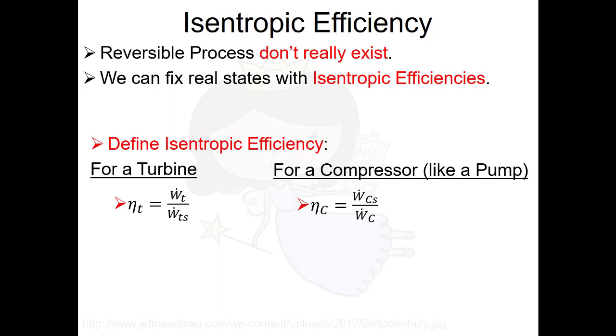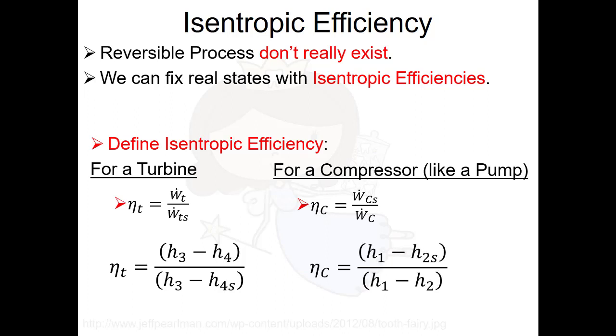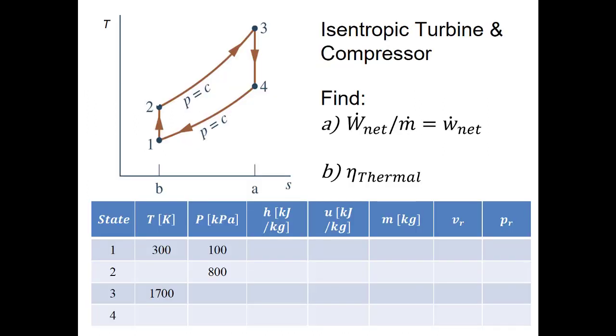So these efficiencies look just like they did in the Rankine cycles, provided we remember that the compressor is like a pump. It's increasing the pressure of something, but it's compressing a gas instead of a liquid. Here, if we can make the assumptions that we normally would across a turbine and a pump, we know that these power terms are h in minus h out for both the real and the ideal case. So we would get these expressions for isentropic efficiencies.